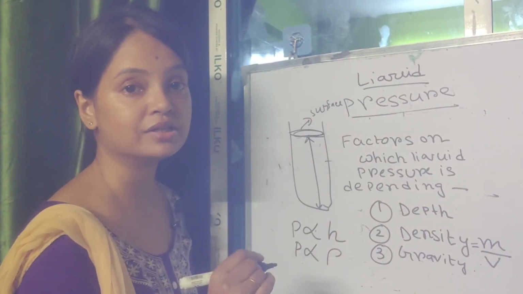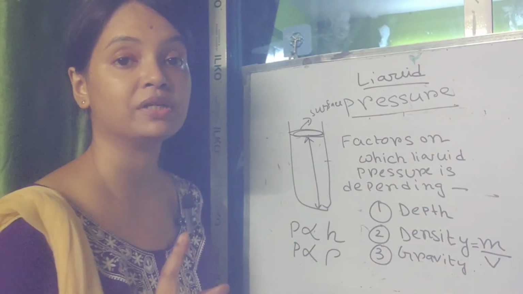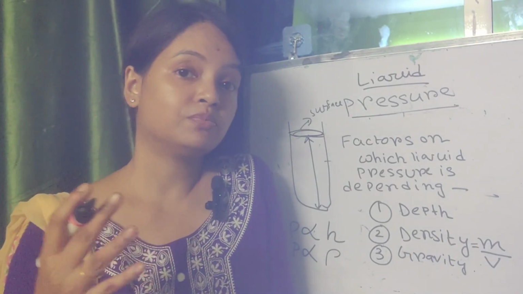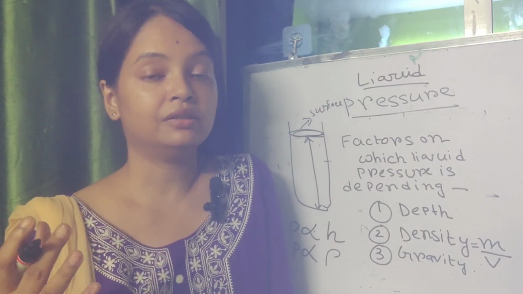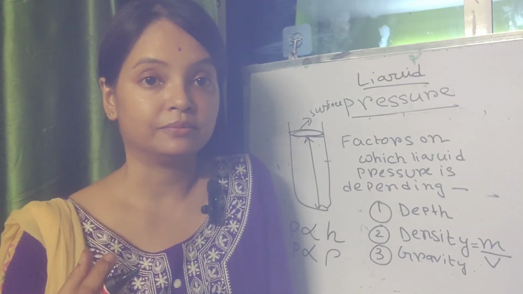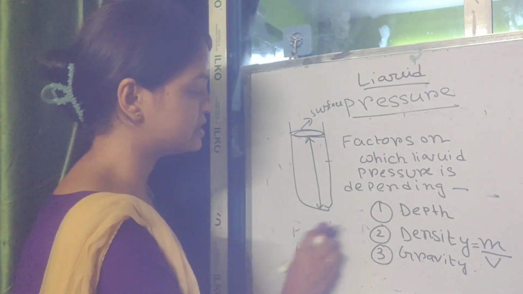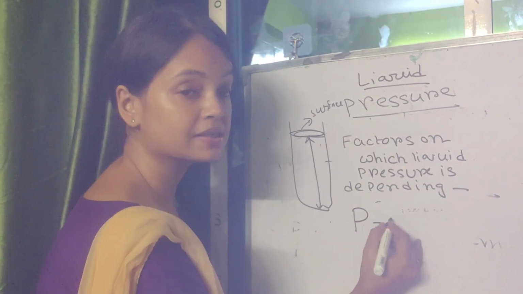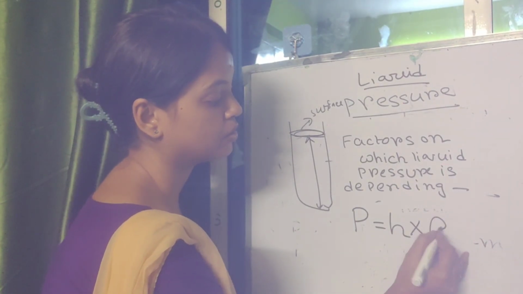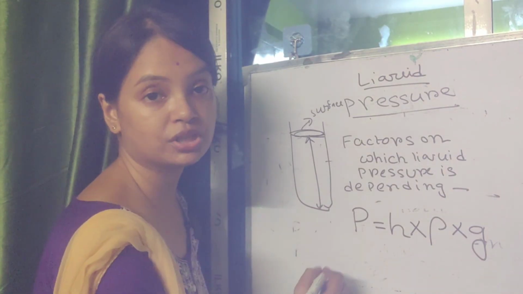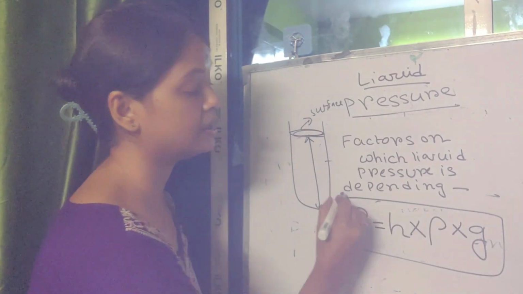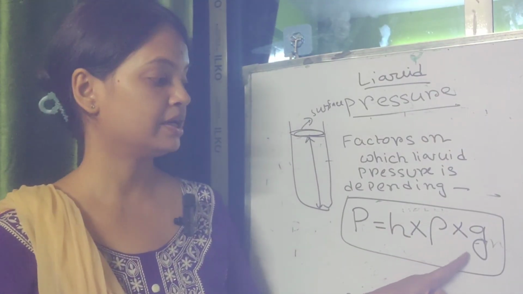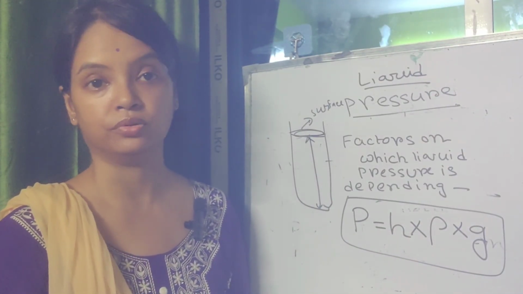And the third one is that pressure also depends on gravity. If the gravitational pull is higher, then the pressure will also be higher. So we can represent it in this way: P is equal to H rho G, where H is the depth of the liquid level, rho is the density of the liquid, and G is the gravitational pull.